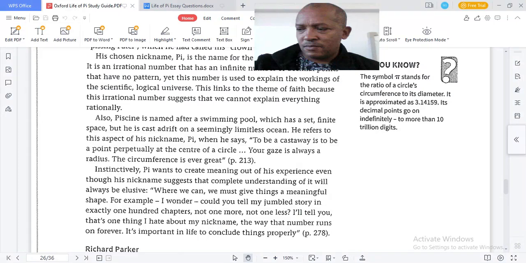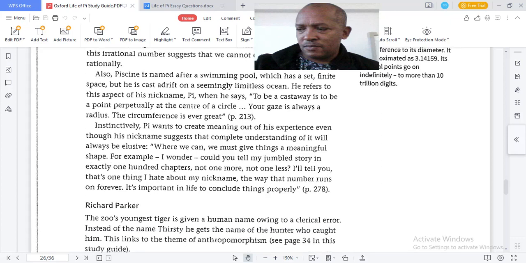Okay, he's named after a swimming pool, which has a set, finite space. Here we've got circumference. Instinctively, Pi wants to create a meaning out of this experience, even though his nickname suggests that complete understanding of it will always be elusive. Where we can, we must give things a meaningful shape.